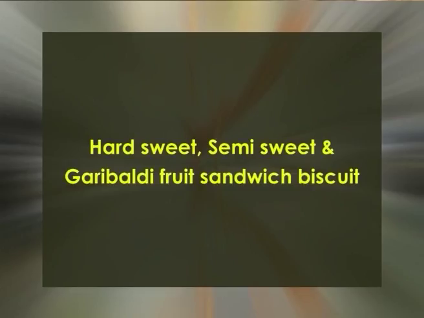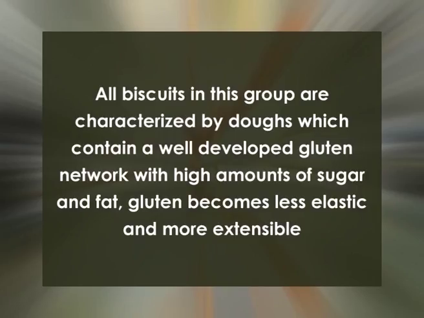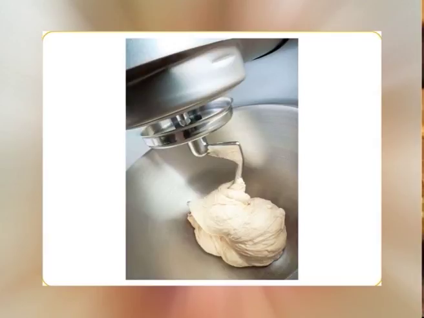Number 6. Hard sweet, semi-sweet and Garibaldi fruit sandwich biscuit. All biscuits in this group are characterized by doughs which contain a well-developed gluten network with high amounts of sugar and fat. The gluten becomes less elastic and more extensible. The most common method of dough preparation involves vigorous or extended mixing to produce a developed dough. As a result of the mixing action, heat is developed. Dough is used at 35 to 40 degrees Celsius.